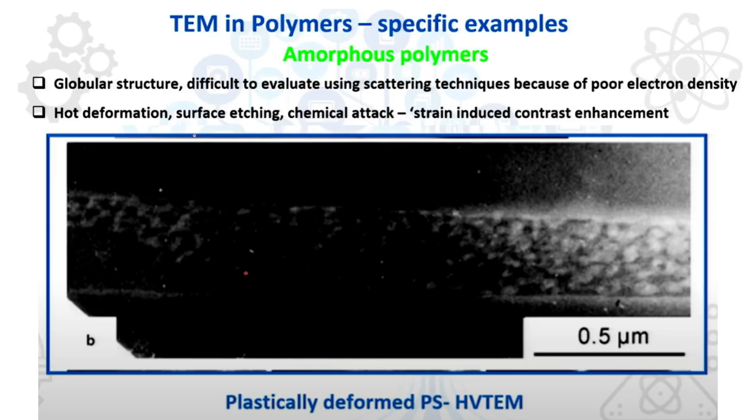So after the deformation in presence of heat and surface heating or chemical attack, strain induced contrast enhancement is showing here, that plastically deformed polystyrene at a high voltage TEM, how it looks like after deforming the polystyrene film.